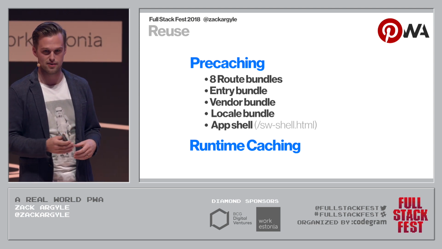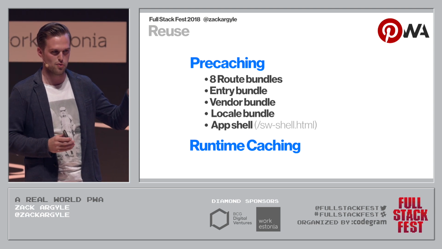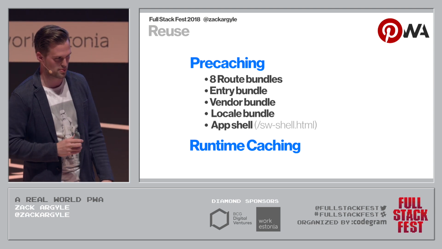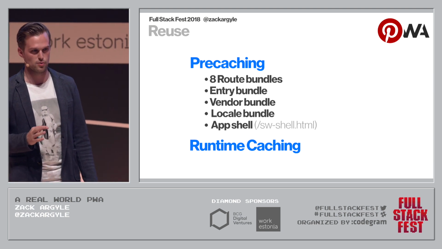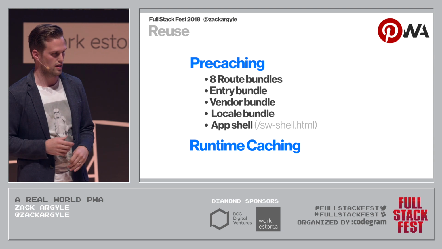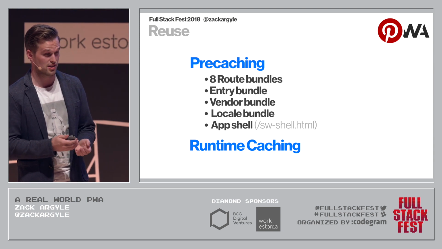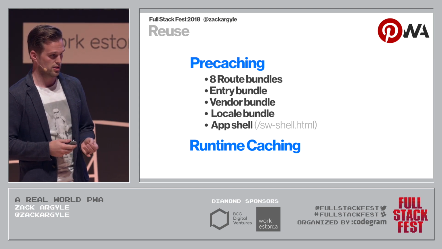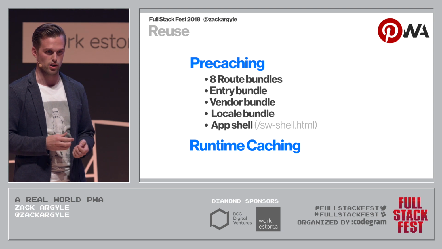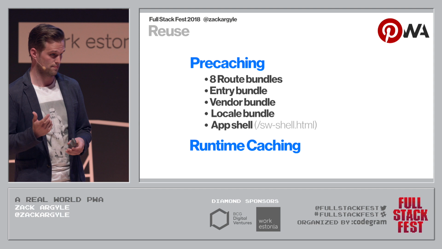Like I said, we have 70 routes. We're not going to pre-cache every single route because there's no way that you're going to go see all of those. That would be absurd. But we took what we think are the 8 most important routes, the ones you're most likely to go to, and we pre-cached those. We pre-cached the entry bundle and the vendor bundle. We pre-cached the app shell, and we also pre-cached the locale bundle, which is really interesting because that means that your service worker, which is a static file, has to be aware of the user's locale.